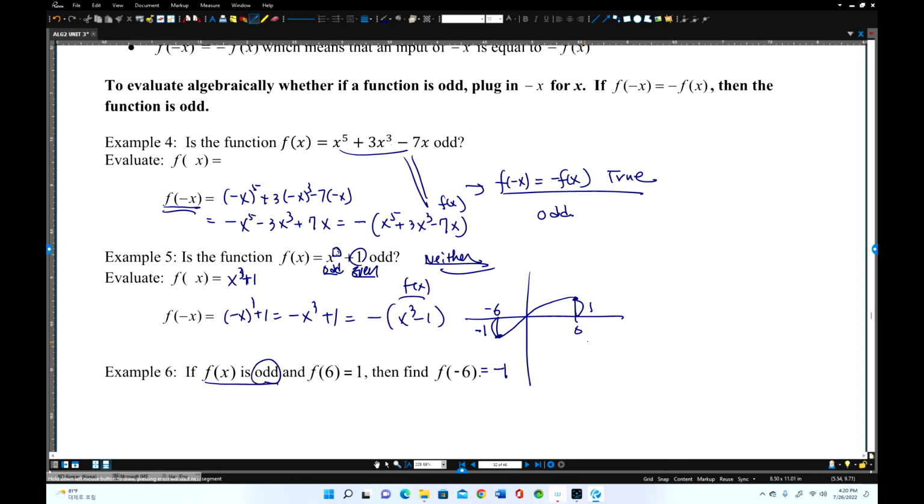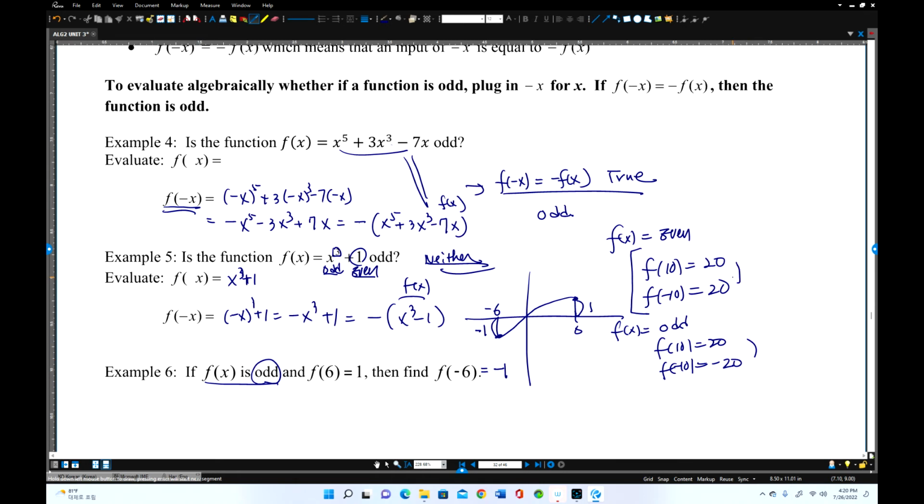Even function, if f of x is even, if we got this one, f of 10 equals 20. What is f of negative 10? Same height, 20, alright? If f of x is odd, and f of 10 equals 20, then f of negative 10, on the opposite side, is the same distance 20, but opposite sign, negative 20, right? If this is true, that is odd. This is true, that is even. Same numbers, same distance, but opposite sign. Okay, that is odd functions.